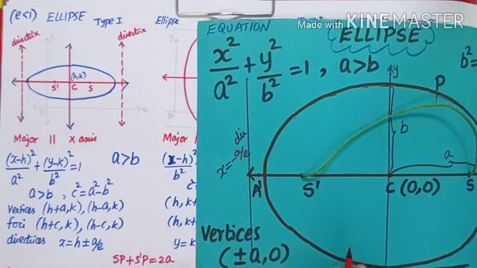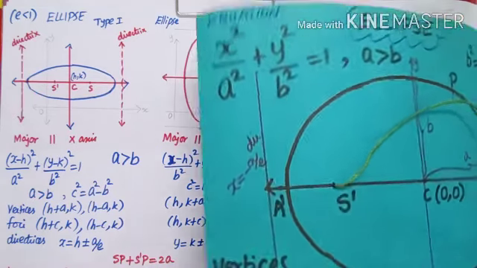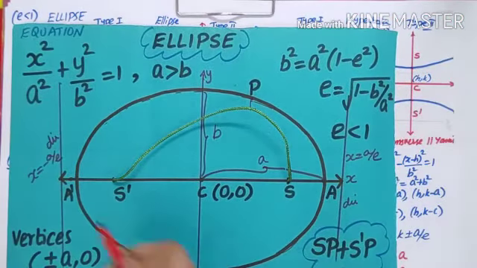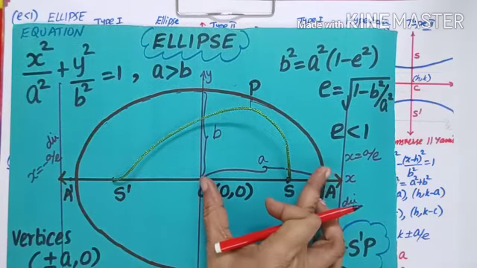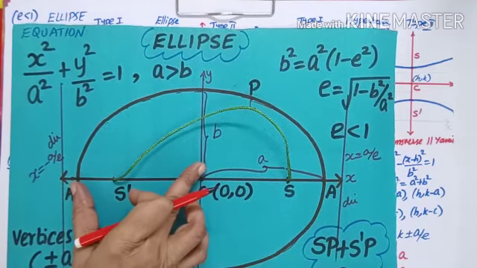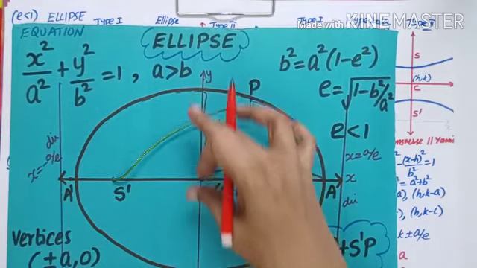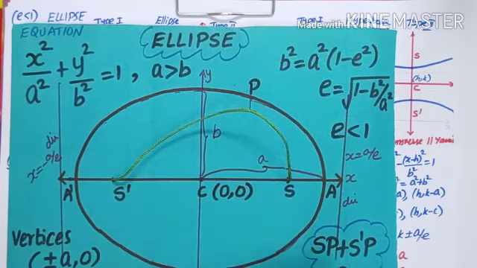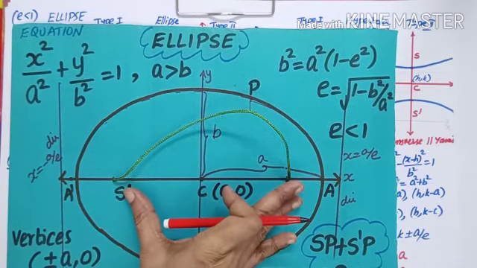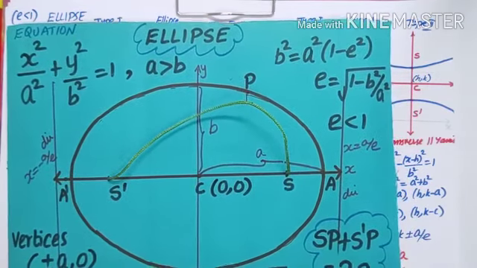Now the very important formula: SP plus S dash P equals 2A. When I see the diagram, this length we call the major axis. We said this is A, so A plus A. The major axis is 2A in length, and the minor axis, the smaller one, we call minor, the bigger one we call major. So the major axis is of length 2A. The minor axis is of length 2b. Have that in mind for both types of ellipse.